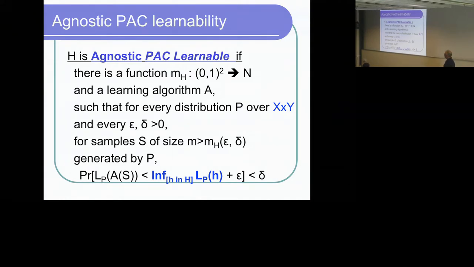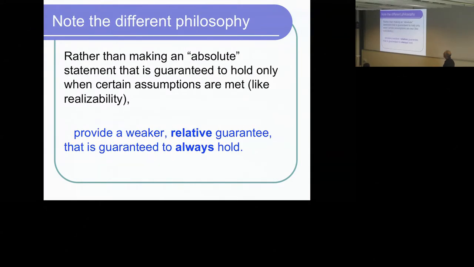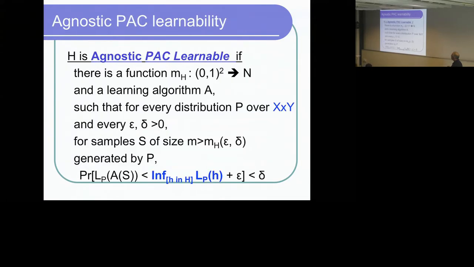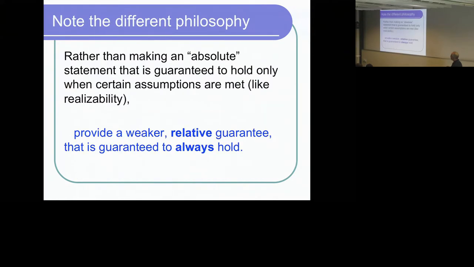So what I'm doing now is kind of a philosophical change. Before, we made a very strong assumption. We required absolute success, you'll make error less than epsilon, but we made a very strong assumption: you have a class H, and one of them is the true label. Now we replace the strong assumption by a weaker relative guarantee. The relative guarantee is just a guarantee that you will not do much worse than the best in the class. And with the relative guarantee, the guarantee will always hold.